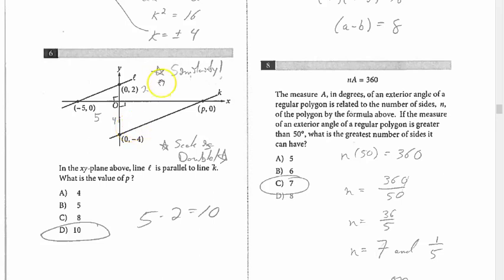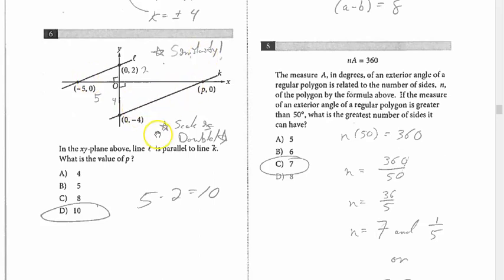Now, how I determined they were similar: I have those vertical angles again. I know these are both right angles, so I can say that that's one angle. And using our concept of parallel lines, we can determine that these two angles are congruent and that these two angles are congruent. So I have similar triangles.